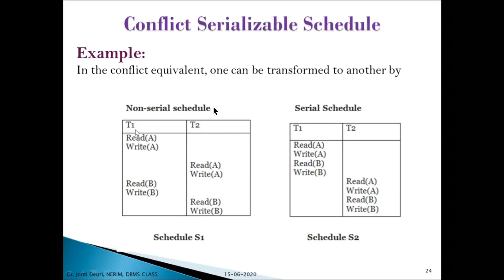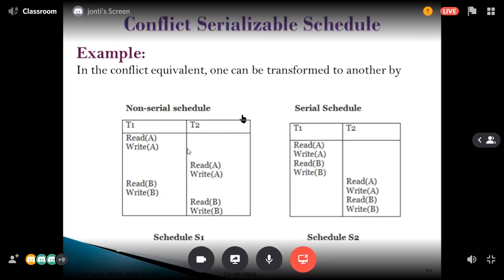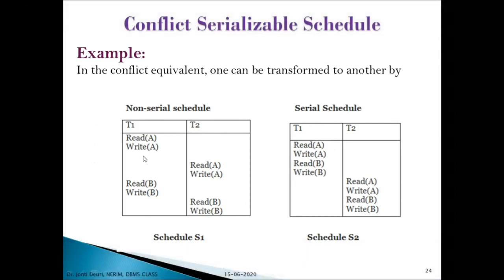See here, we have a non-serial schedule. Read A, then write A. We have done the read of A, then we write it. Then again T2: read A, then write A. Then read B, write B, then read B and write B. Both are having the same type of operations, right? Read A, write A, read B, write B. Here also read A, write A, read B, write B.